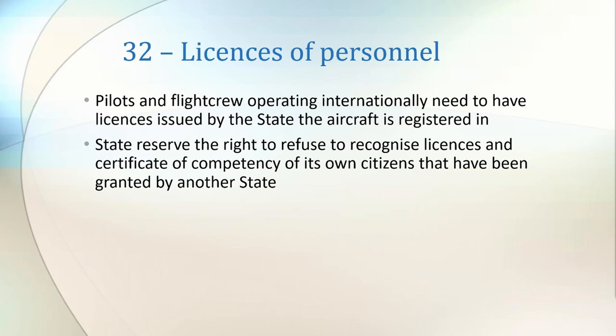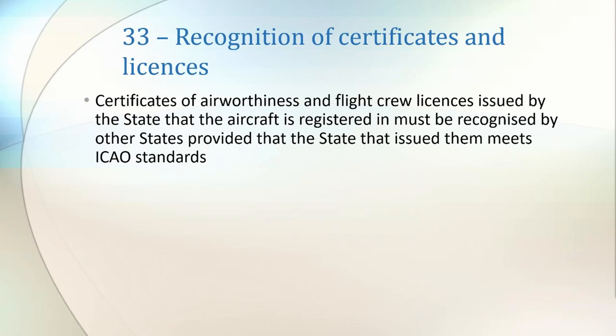States also reserve the right to refuse to recognise licences and certificates of competency of its own citizens if the licences were granted by another state. Article 33 ensures that certificates of airworthiness and flight crew licences are recognised by other states as long as the issuing state meets ICAO standards.